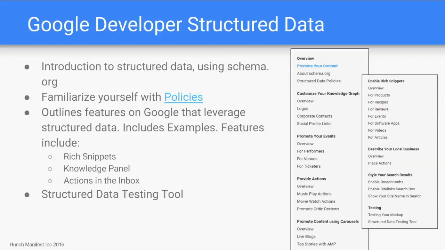There's a bunch of examples, as mentioned, for the rich snippets, the knowledge panels, and actions in the inbox, which is actually on the email side of the Google developer site, but it's very similar to this. And then the structured data testing tool is there, so that will be covered in the tools section. But without a doubt, this is another go-to guide just alongside schema.org. You must know this as well.